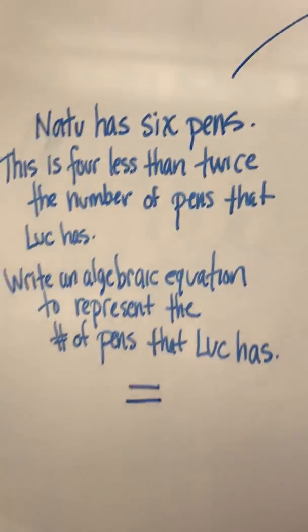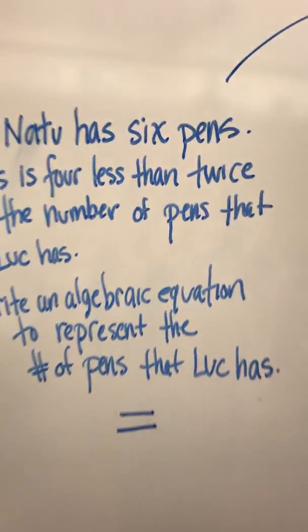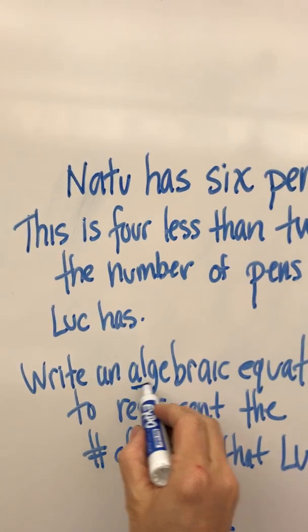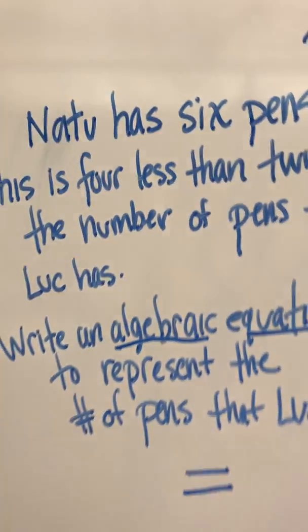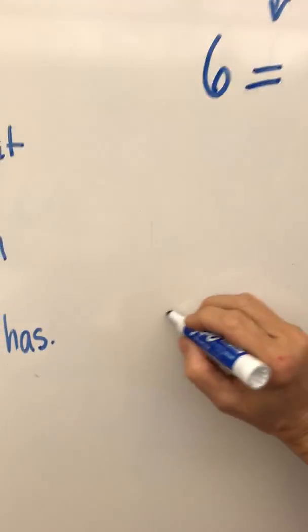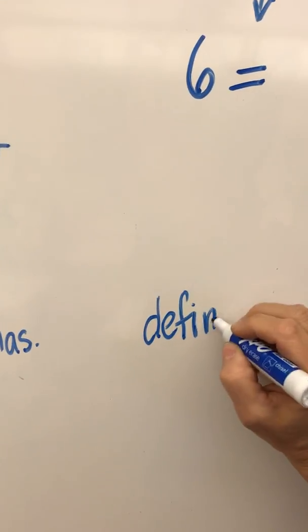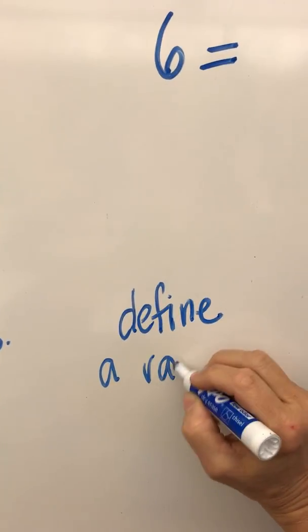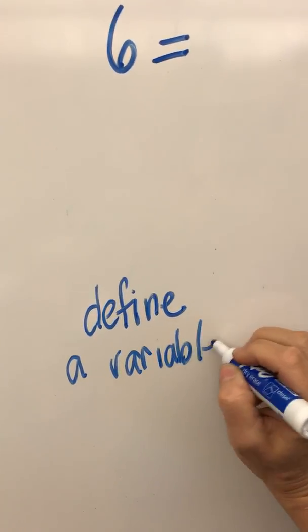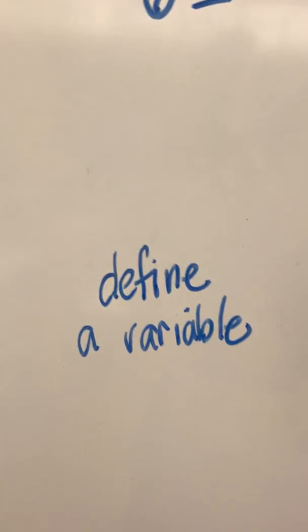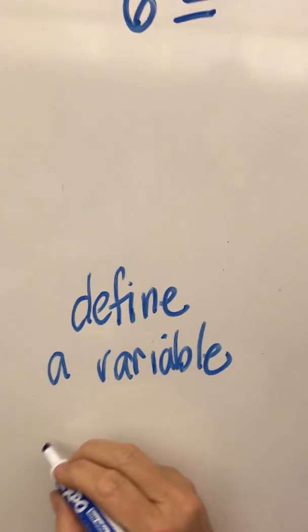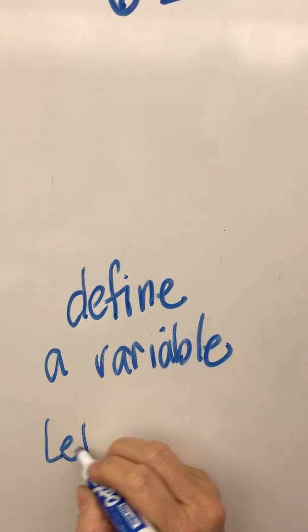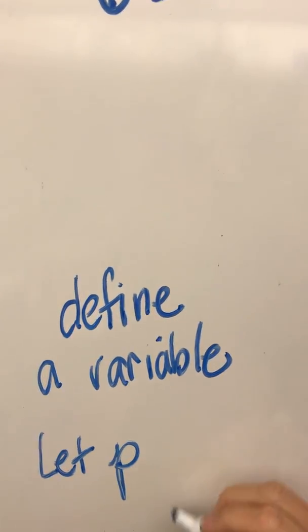And something we're definitely going to have to do at the start of this, because we're being asked to write an algebraic equation, is we're going to need to define our variable. So we need to define a variable to represent the unknown. And in this situation, the unknown is how many pens that Luke has. So we're going to go ahead and pick a variable. I think we should pick P.